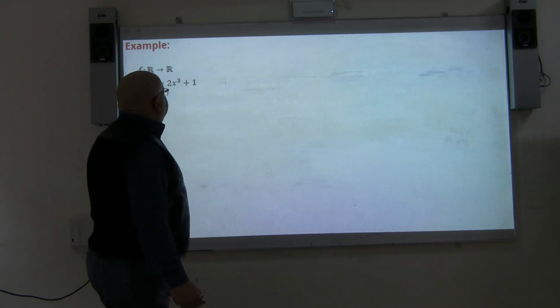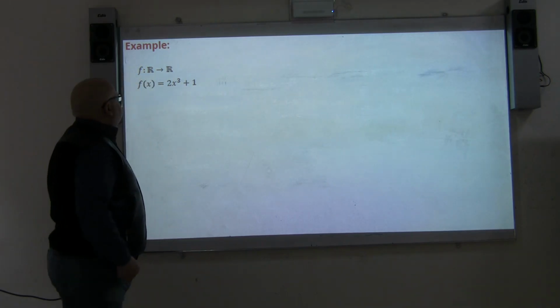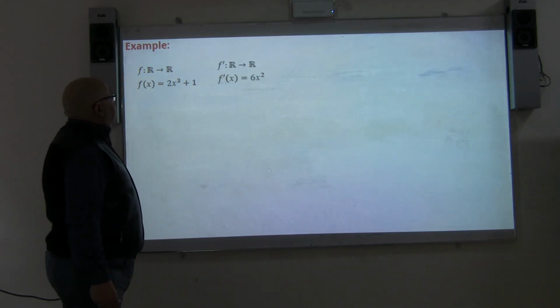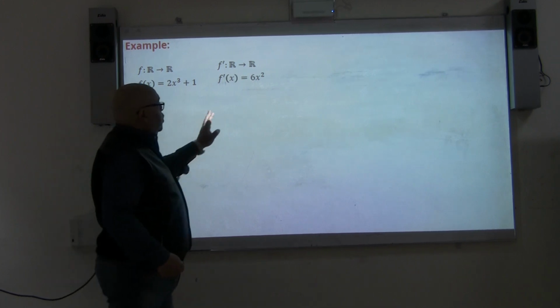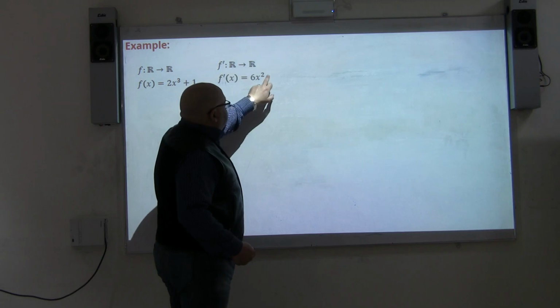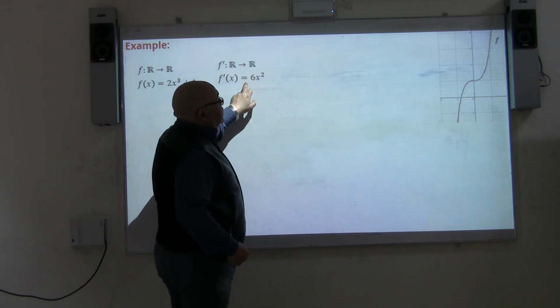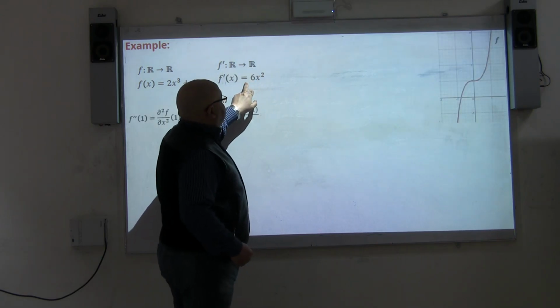For example, if f of x equals 2x cubed plus 1, f dash of x will be 6x squared. So if I needed the second derivative, all I have to do is apply my rule on this value, which is the function of f of x cubed.